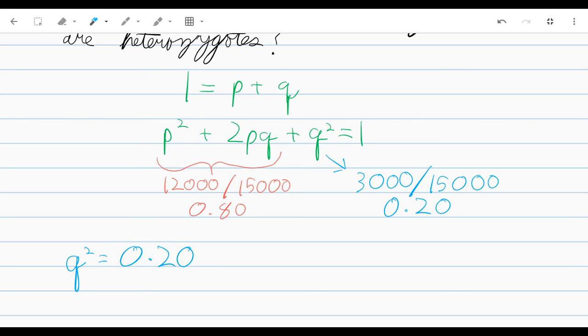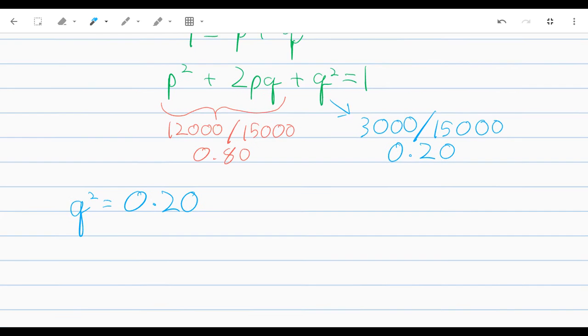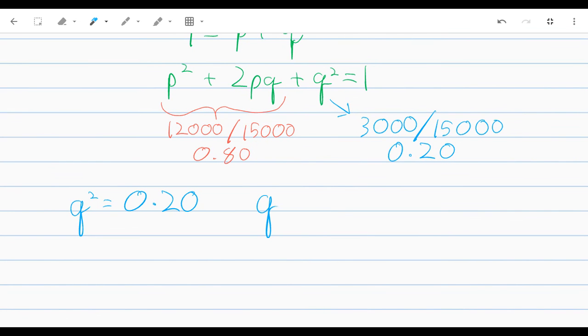Now, a really common mistake that some people will make with this question is they'll take that as, okay, this is the value of Q, but it's not the value of Q. We are always trying to find the frequency of the recessive allele first, because that is the most important thing. But remember, this is Q squared. So Q is actually going to be equal to the square root of 0.20.